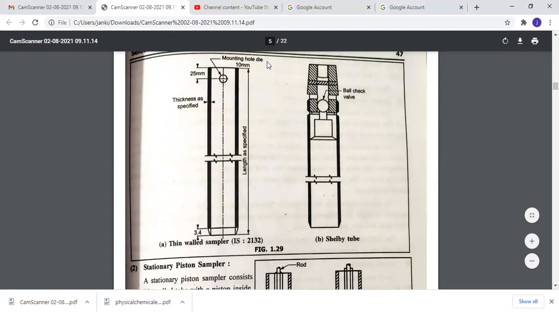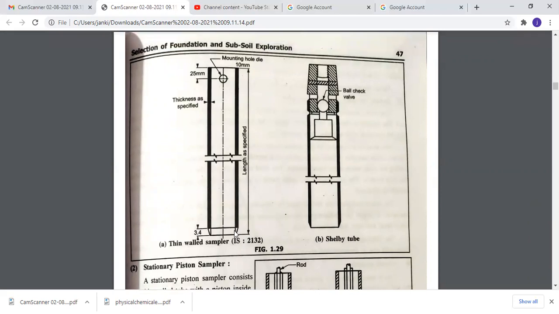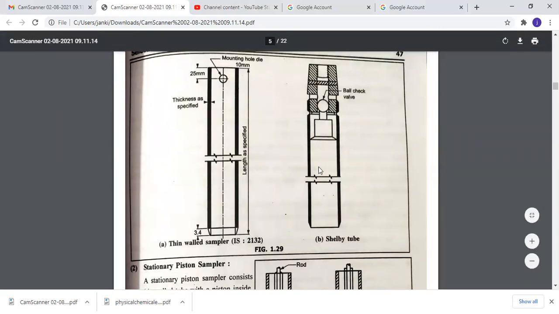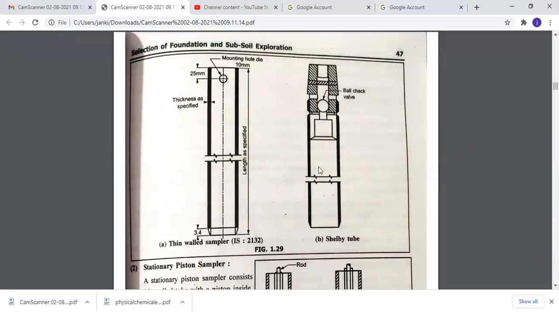So the lower end of the tube is beveled or sharpened, as you can see there, which acts as a cutting edge, right? Which is described in this figure. So the area ratio is less than 15% and the inside clearance is between 0.5 to 3%.